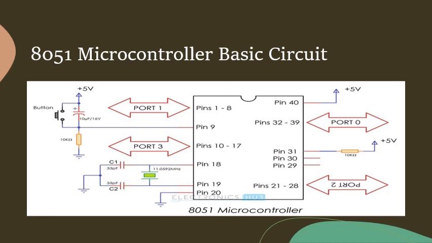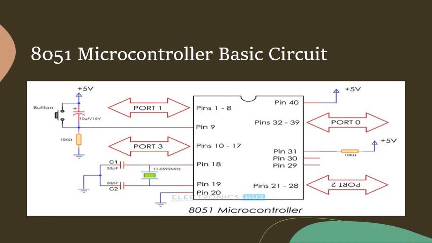The next part of the basic circuit of 8051 microcontroller is the oscillator circuit or the clock circuit. A quartz crystal oscillator is connected across XTAL1 and XTAL2 pins, that is pin number 19 and 18. The capacitors C1 and C2 can be selected in the range of 20 picofarad to 40 picofarad.